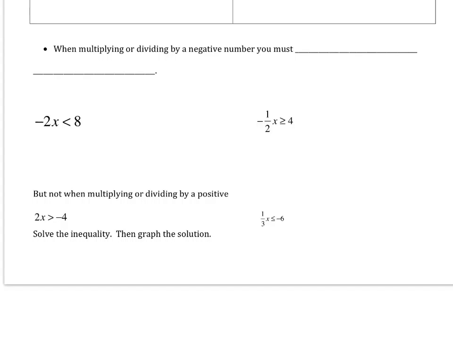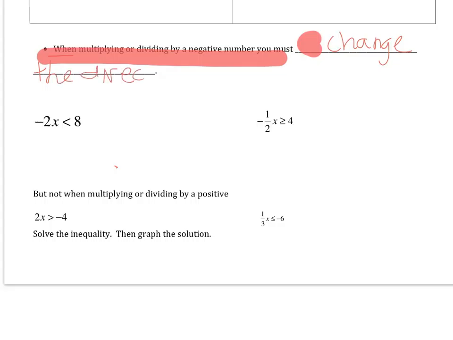Now for this next part, this is a huge thing that we have to remember. When multiplying or dividing by a negative number, you must change the direction of the inequality. So this is only when you're multiplying or dividing by a negative number.